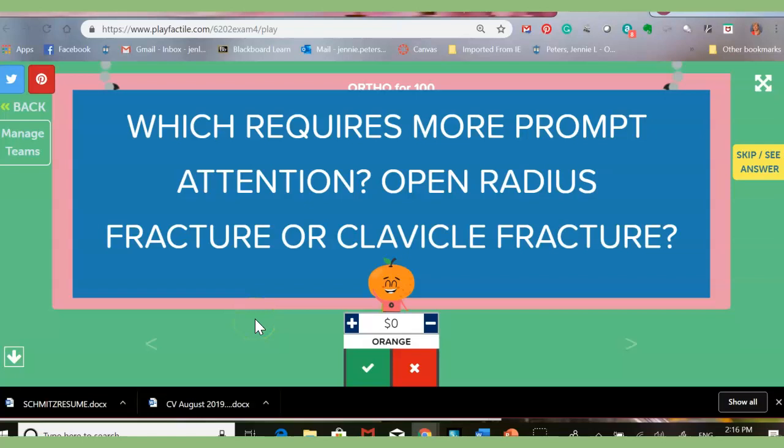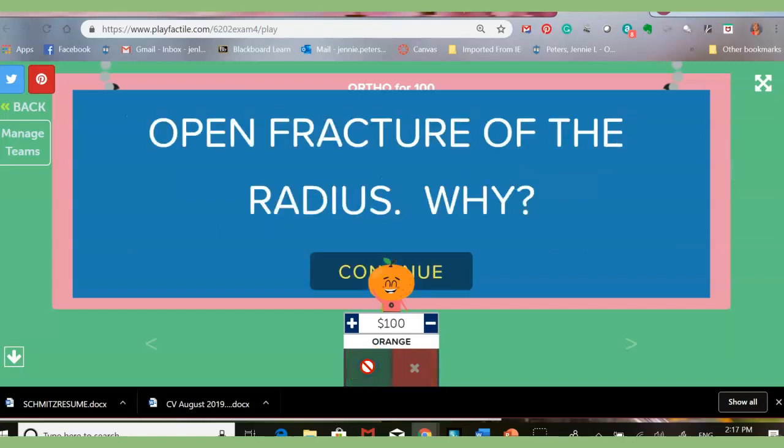So which requires more prompt attention, an open radius fracture or a clavicle fracture? We had a good discussion about this last night, and it's really the open fracture. When you think open fracture, or another name is compound fracture, there's probably a piece of bone sticking out of the skin. So now we have an open area, a lot of bleeding, and increased risk of infection, so that needs to be stabilized immediately. Whereas a clavicular fracture is most likely a closed fracture. It could be open, depending on the way it breaks, but the question asked open versus closed.